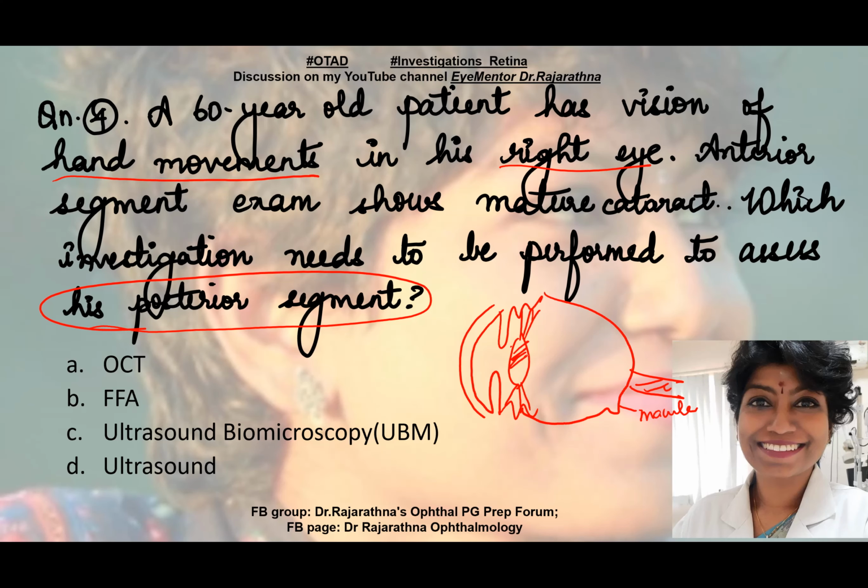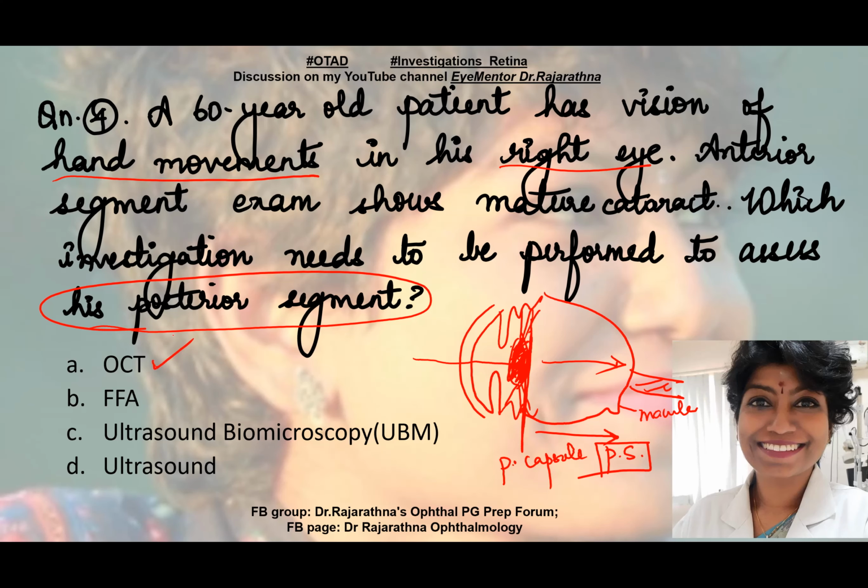We have a mature cataract, that means it's completely opaque. So my investigation to visualize the posterior segment has to pass through this opaque thing and visualize something behind. When I say posterior segment, it is anything behind the posterior capsule of the lens. Beyond that is called the posterior segment. All right, do you understand?